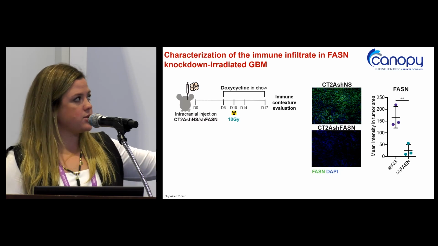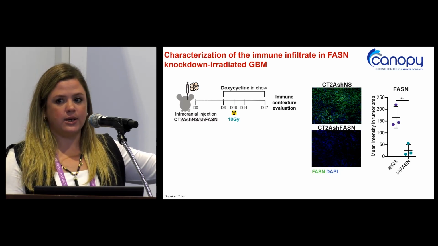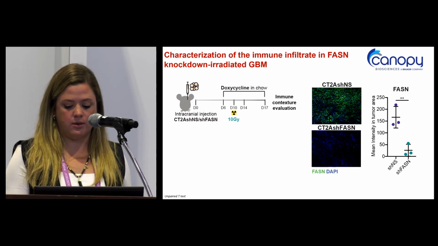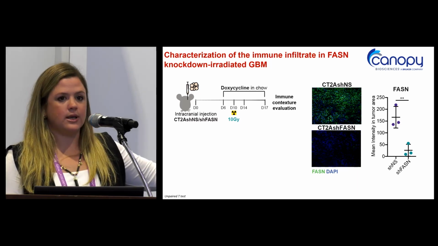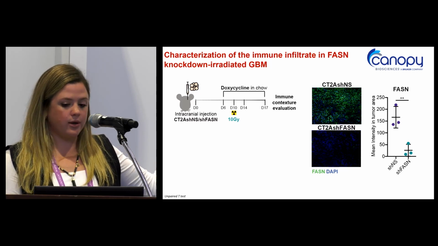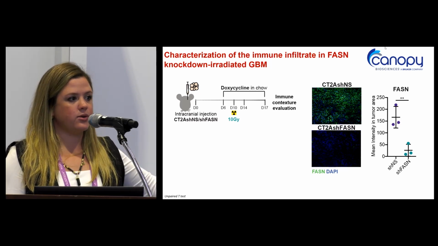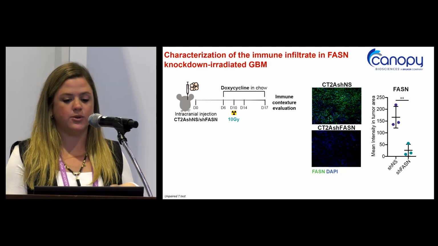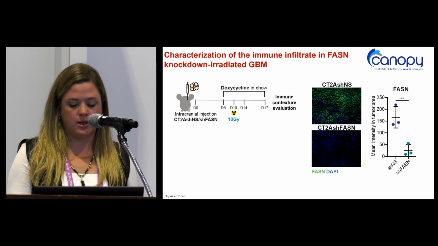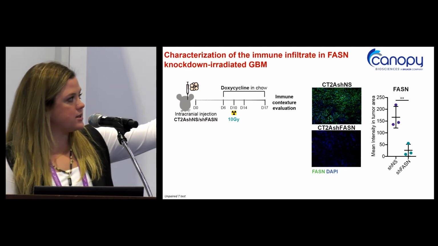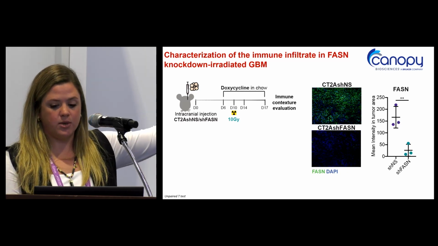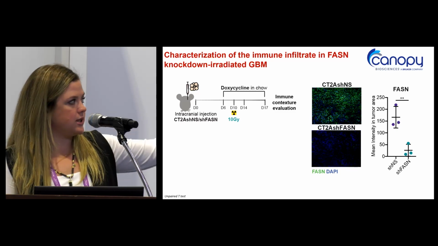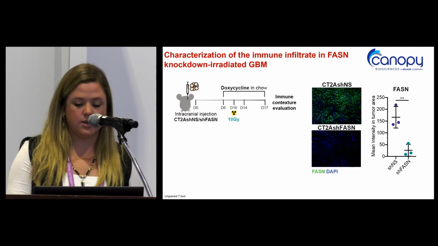6 days after injection, we induced the expression of this construct by giving doxycycline to the mice in the food. At day 10, we irradiated with a single dose of 10 gray. 7 days later, we looked at the immune infiltrate through Canopy, and we also validated some of these findings by immunofluorescence. This shows that the knockdown is working very nicely. Here is the stain of FASN in the tumors, and we don't see expression of FASN in the FASN knockdown tumors.